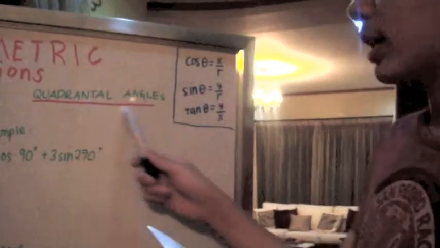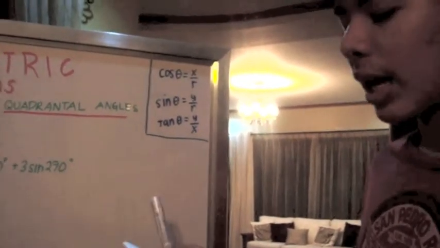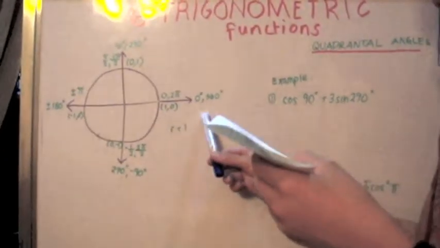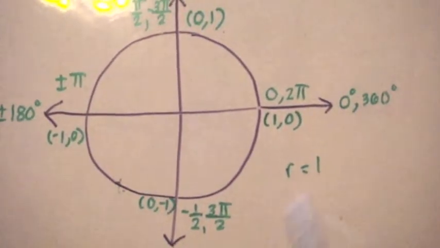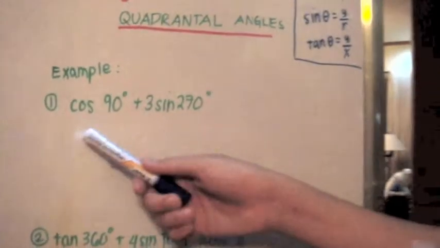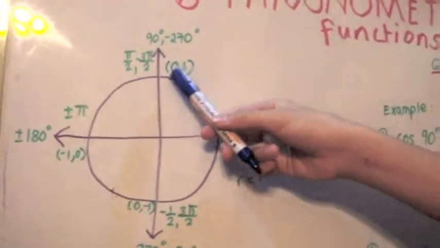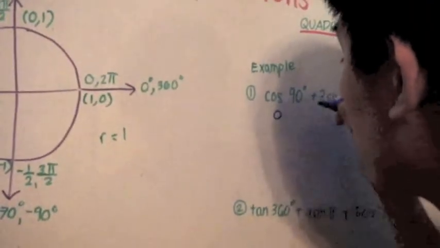Now we're going to learn quadrantal angles. Quadrantal angles are angles whose terminal side lies along the x-axis or y-axis. Examples are 0 degrees, 90 degrees, 180 degrees, 270 degrees, 360 degrees, and more. Example number 1. Cosine 90 degrees. So cosine is x over r, and we have here 90 degrees. So x over r, which is equal to 0 over 1, so that will give us 0.